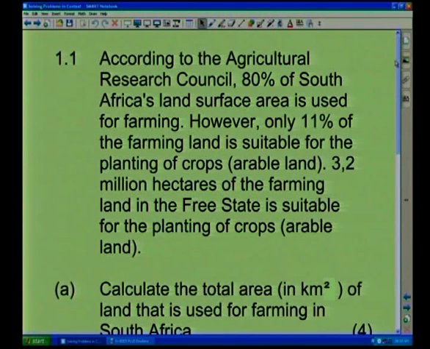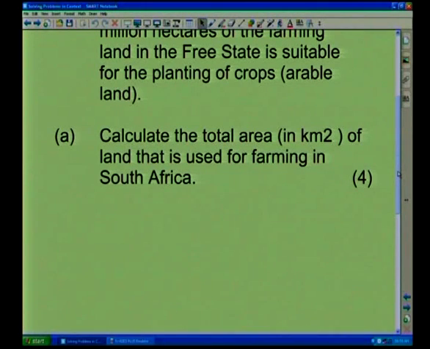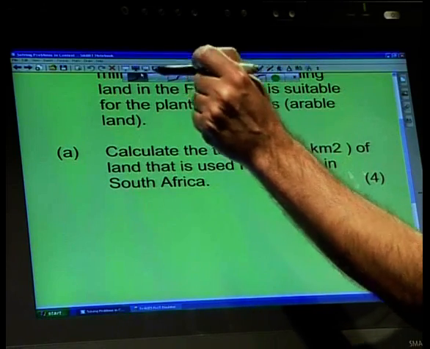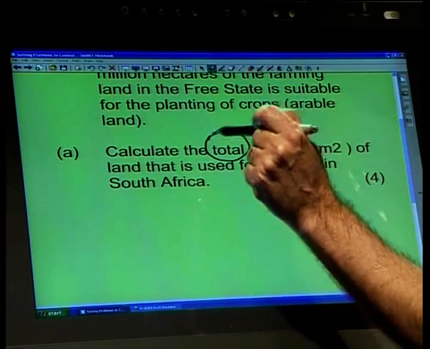And then we have question A, which is really the question that is being asked of you. This is what you're wanting to answer. It says, calculate the total area in kilometers squared of land that is used for farming in South Africa. All right, so what are the important words here that we need? Calculate, obviously we're going to have to do some mathematics. What is it that they want us to calculate? It's this thing here, the total. Let's circle that word. That's an important word.